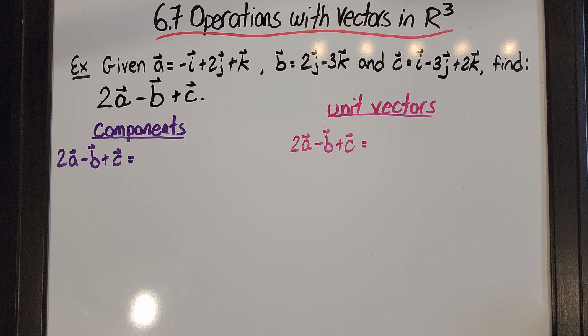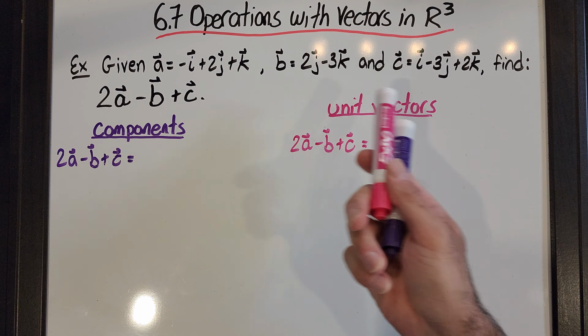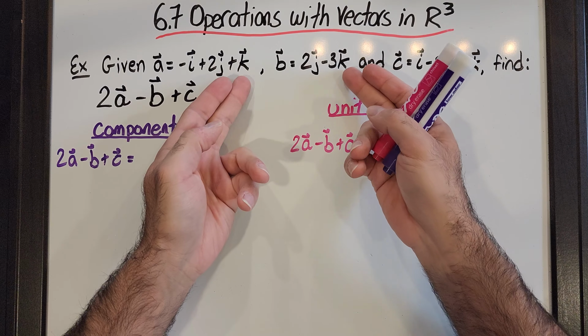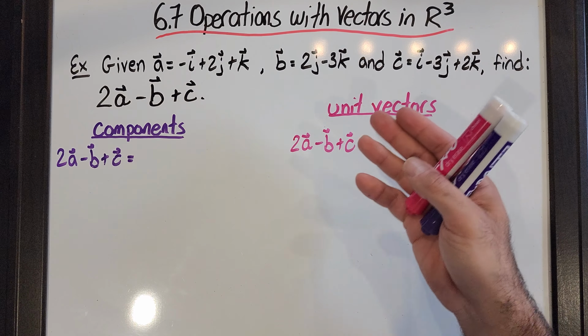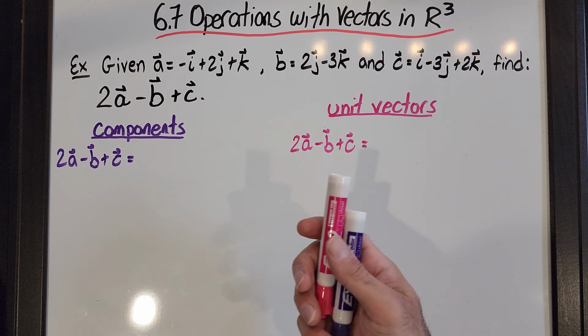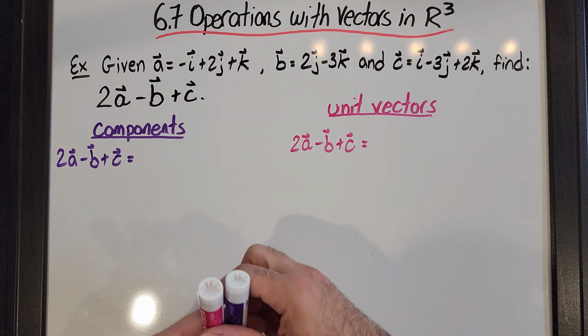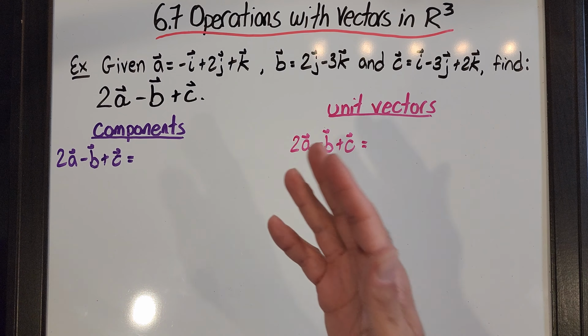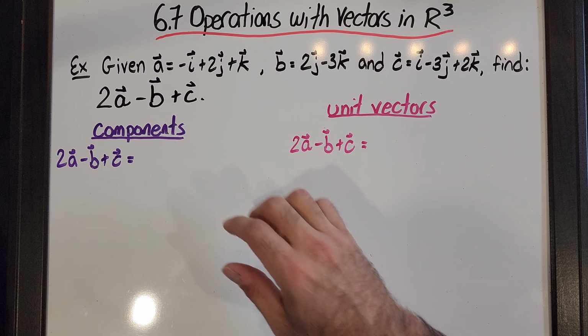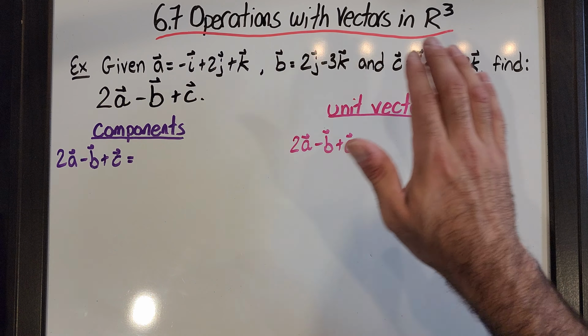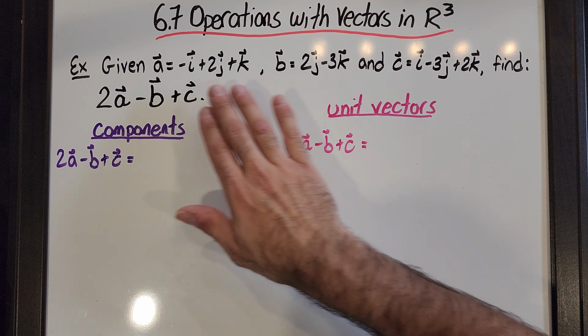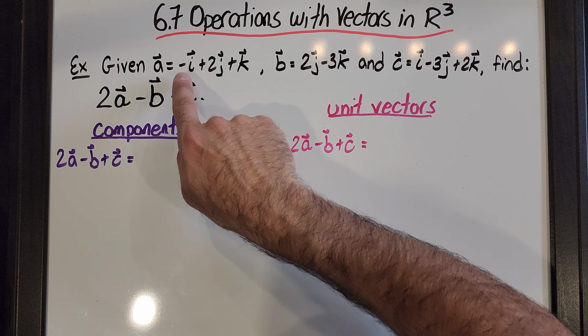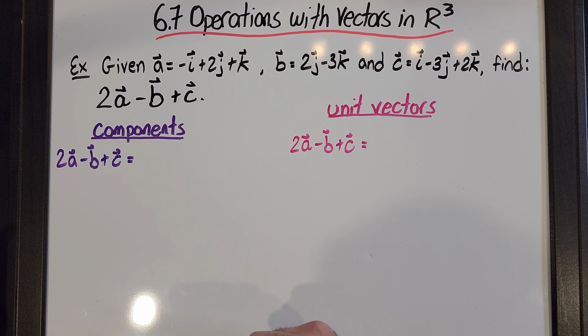Okay, so 6.7 is almost identical to the previous section, which was operations with vectors in 2 space, and now we have 3 space. So we just have an extra unit vector k to represent the z axis. We have a question here: 3 vectors a, b, and c, represented by the addition of scalars with their respective unit vectors to represent the x, y, and z directions.